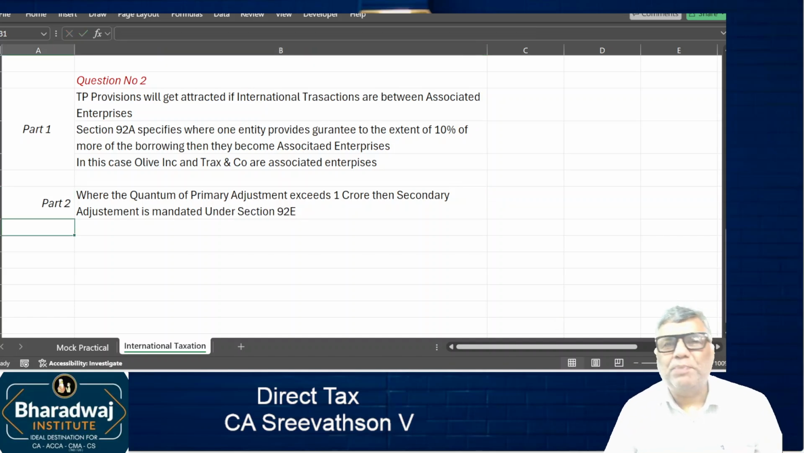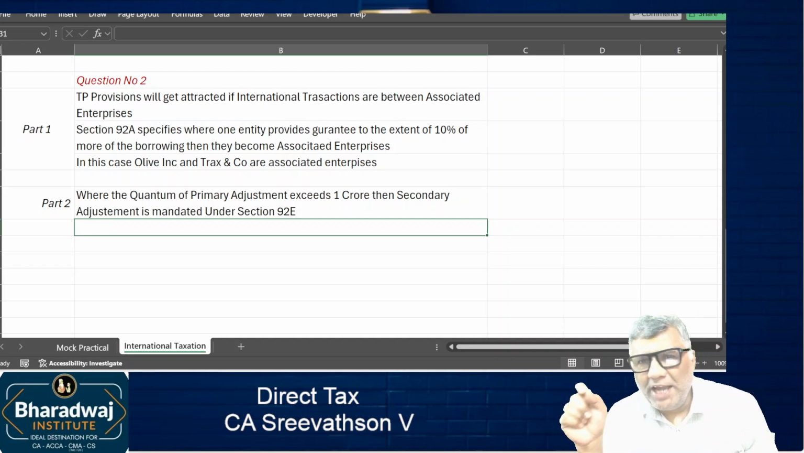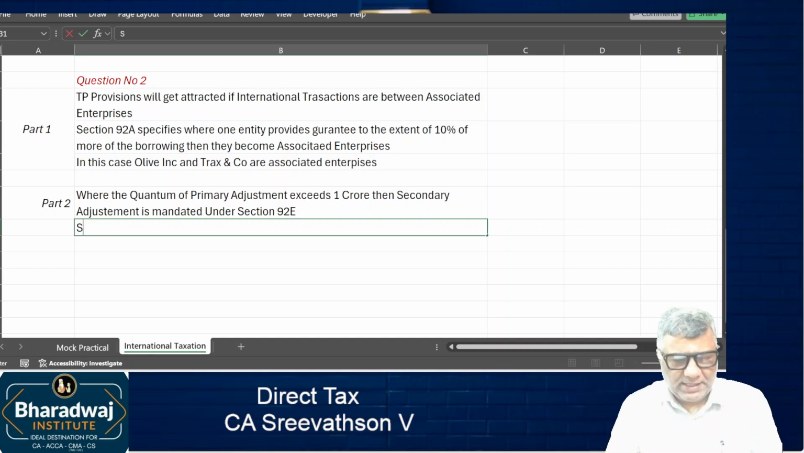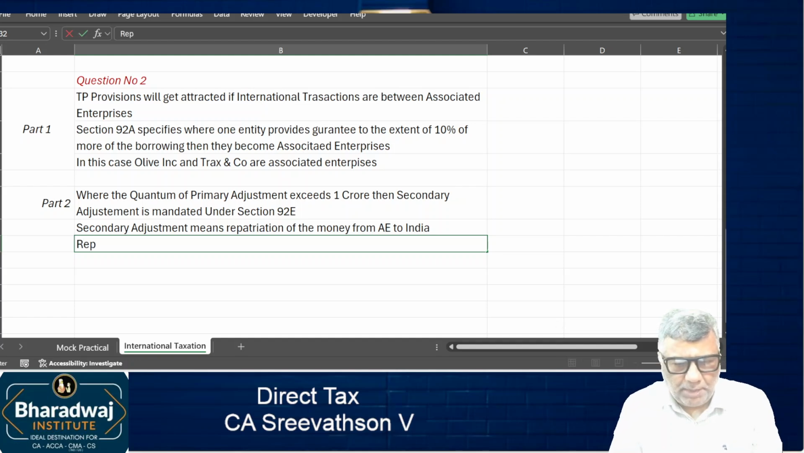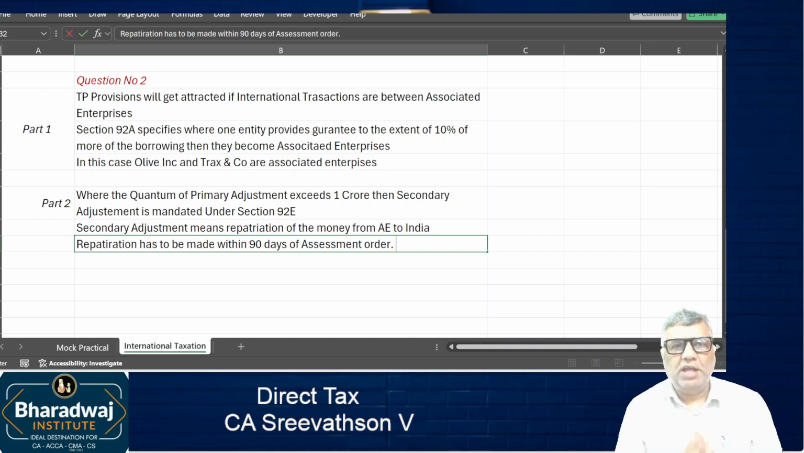Where the quantum of primary adjustment exceeds 1 crore, I need to do secondary adjustment. Repatriation has to be made within 90 days of assessment order.